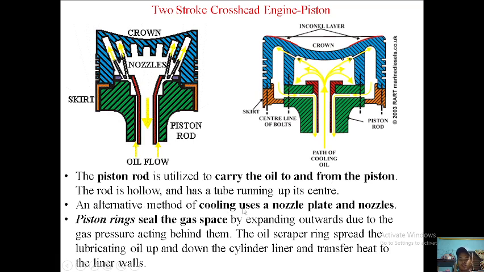So we have nozzle plates and nozzles for cooling. We have also here the piston rings, 1, 2, 3, 4 piston rings and 1 scraper ring. 1, 2, 3 piston rings and 1 scraper ring here. So piston rings seal the gas space by expanding outwards due to the gas pressure acting behind them, while the oil scraper rings spread the lubricating oil up and down the cylinder liner and transfer heat to the liner walls.